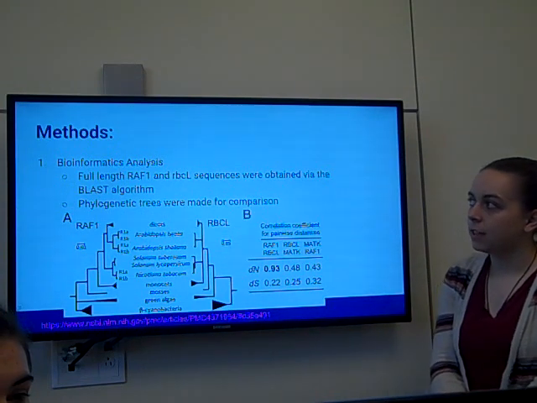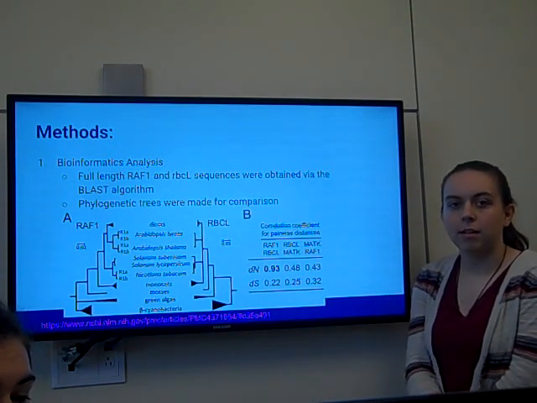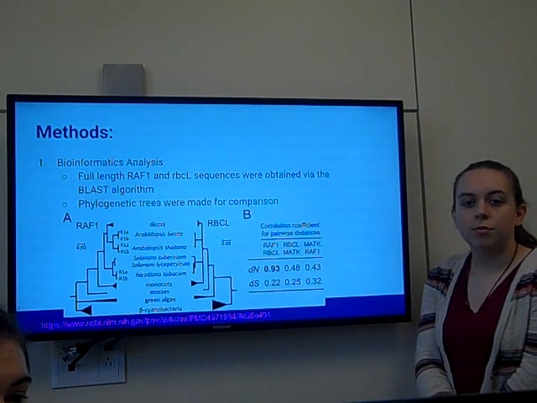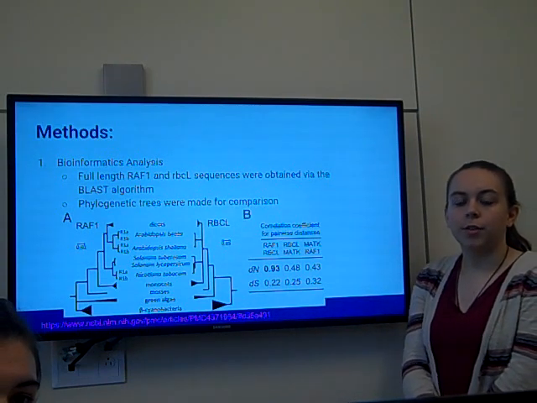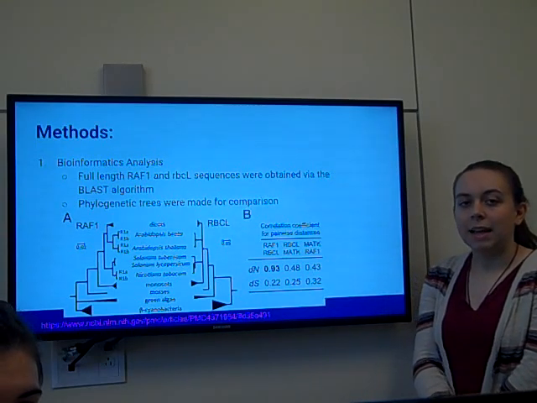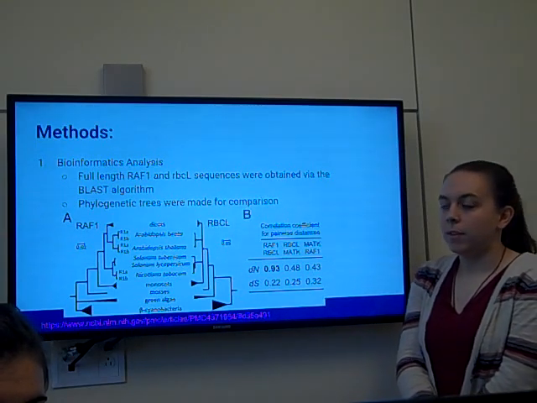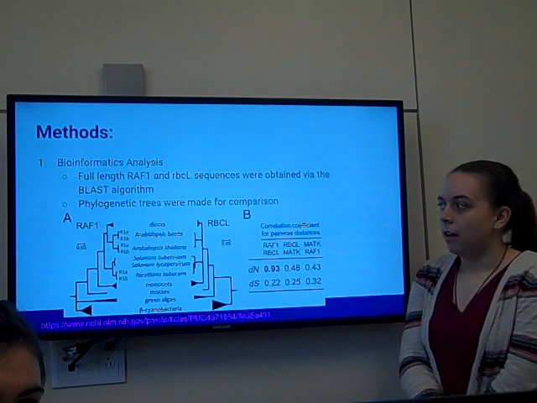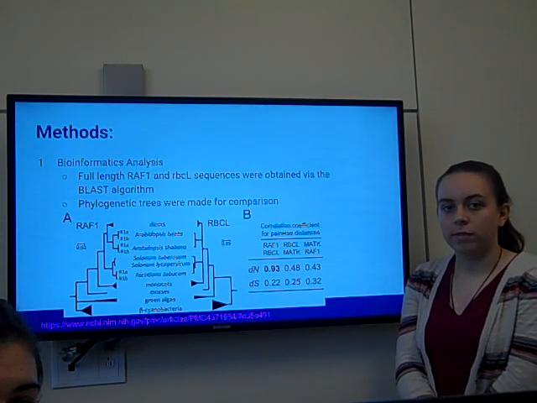So the methods, the first thing they did was a bioinformatics analysis. They created a phylogenetic tree to compare the genes for RAF1 and the RbcL using a BLAST algorithm. This was to see if the two genes co-evolved together.